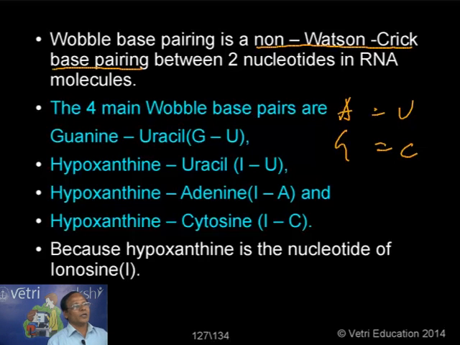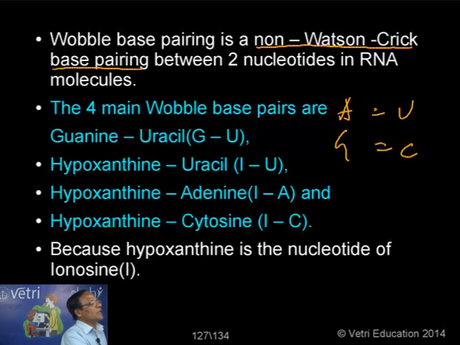Unlike the standard base pairing, normally A forms a pair with U in RNA, and G forms a pair with cytosine. But here, base pairing occurs in a different manner. This is why we call it non-Watson-Crick base pairing. So there are 4 main wobble base pairs.